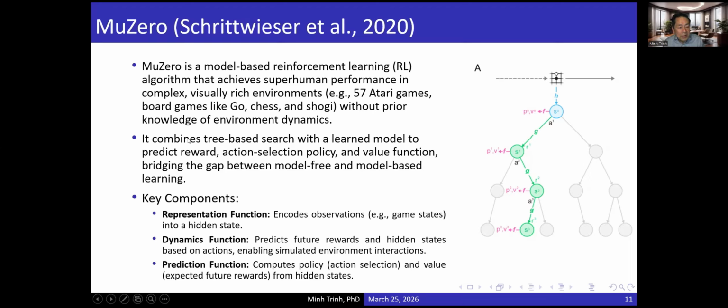So here there are three components, similar to what you've seen before. Representation functions encode the observations into hidden states or latent states. Dynamic functions, again, predict future rewards given the states and the actions, similar to what we've seen. And prediction functions compute the action selection and the future rewards, so how you are supposed to play this video game.